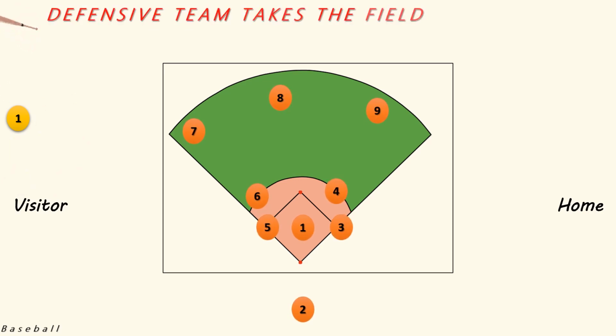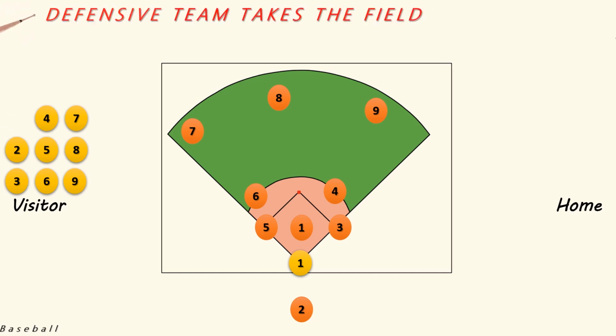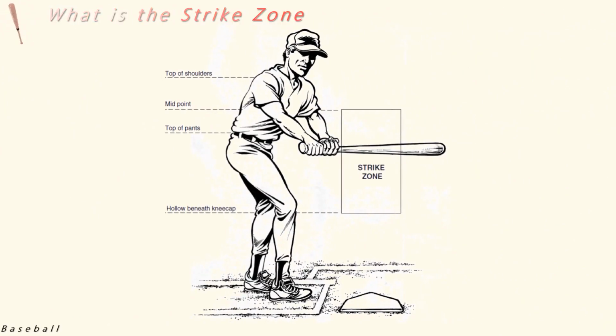Now let's see how the game starts for the batting team. A batter comes onto the field and takes his position within the batter's box. Players bat in the same batting order as handed over to the umpire at the start of the game. Barring some exceptions, the batter has to keep at least one foot inside the batter's box while he is batting. Before we proceed, let's understand what a strike zone is in the baseball game.